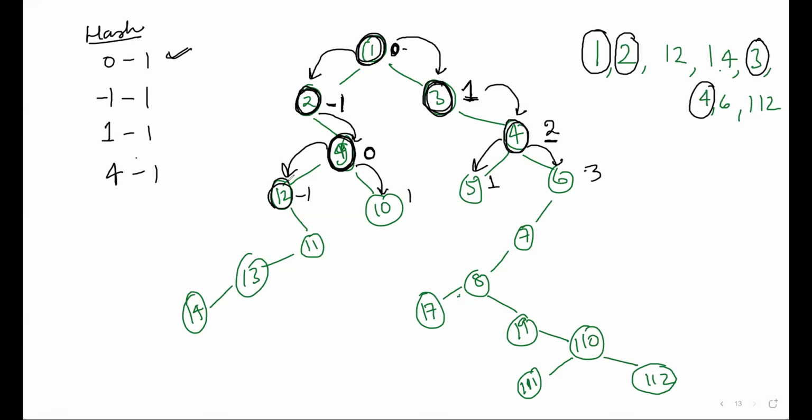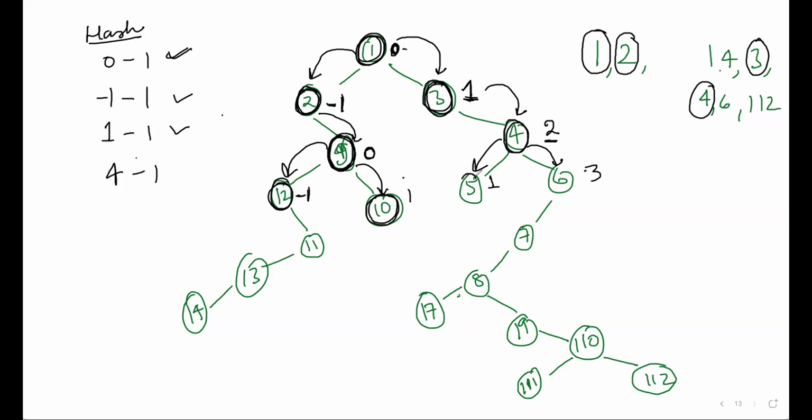Now when I am at node 12, horizontal distance is -1. Is -1 already used? Yes. So I cannot print 12. Next, we go to 10. Horizontal distance is 1. 1 is already used. So we cannot print 10 also.